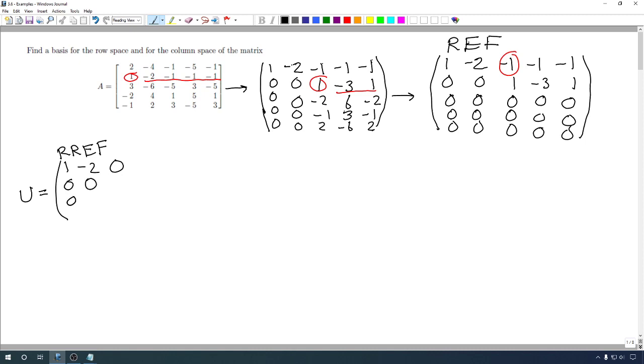A lot of these zeros are still zeros. I need to stop putting my parentheses before I actually put in the numbers. Our second row is not actually going to change. We're still going to have 0, 0, 1, -3, 1. Our 3 rows of all zeros are still all zeros.